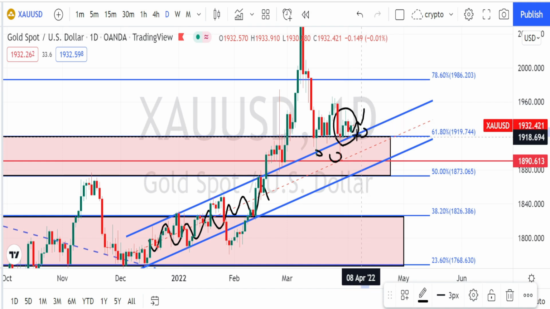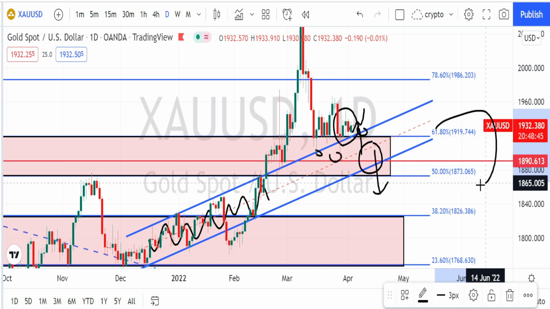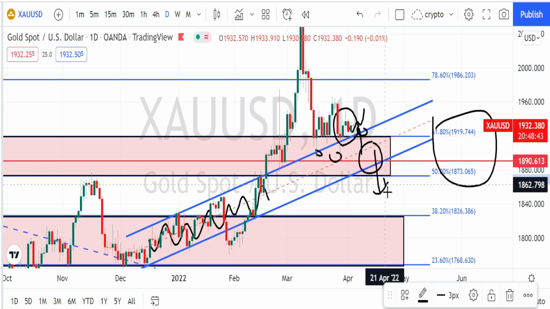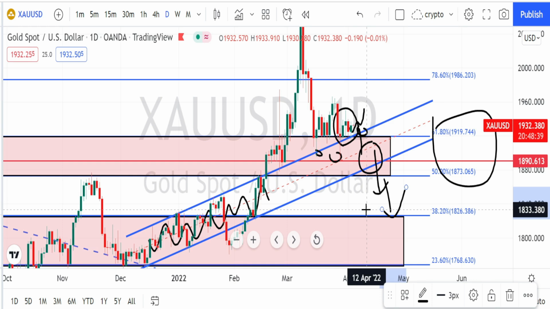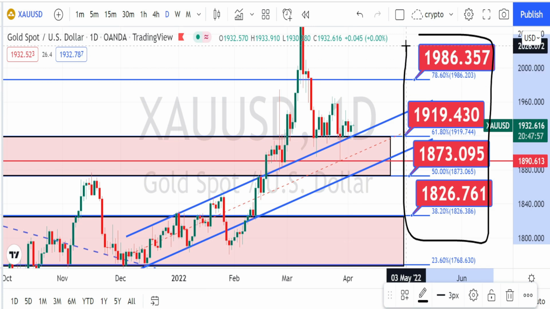Once it breaks this trend line or the support line, we can expect the bearish trend to start, but still this whole area will be stopping the price action from falling down on a bearish trend reversal. So it has to break this whole support area in order to continue its bearish trend reversal in daily time frame. So these are all the resistance and support levels in daily time frame.